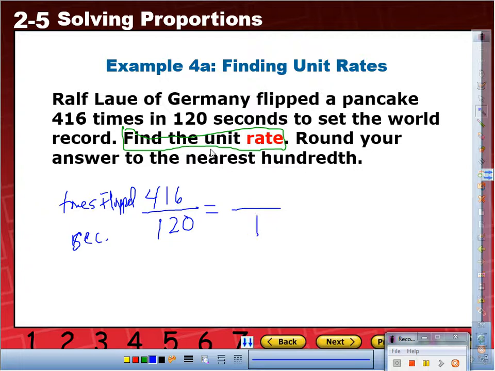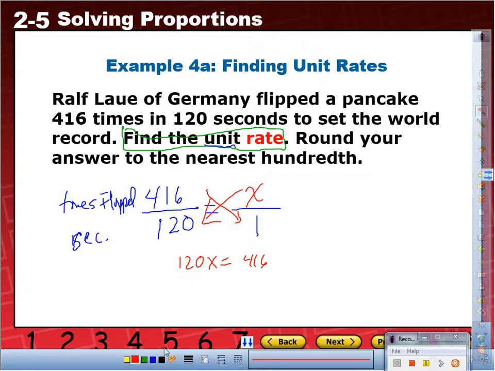That's why it's called the unit, because this has to be a 1. Are we there? So check this out. Do we know how many times he flipped it in 1 second? No. So what can I label that? X. And do we know what to do from there? Yeah, so check this out. Just pay attention. Here goes 120x equals 416.